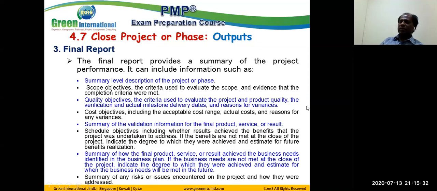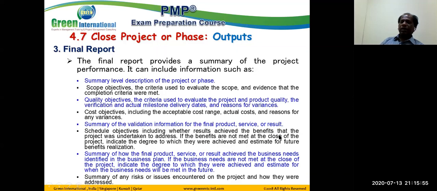actual milestone delivery dates and reason for variances. Cost objectives, including acceptable cost range, actual cost and reason for variances. Summary of validation information of the final product, service, or result, which is the acceptance documents. Schedule objectives, including whether the results achieved the benefits of the project it was undertaken to address.